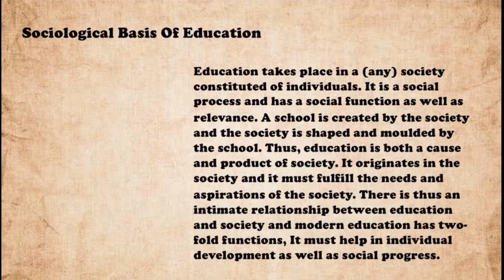Sociological basis of education. Education takes place in any society constituted of individuals. It is a social process and has a social function as well as relevance. A school is created by the society and the society is shaped and molded by school. Thus, education is both a cause and product of society. It originates in the society and must fulfill the needs and aspirations of the society.